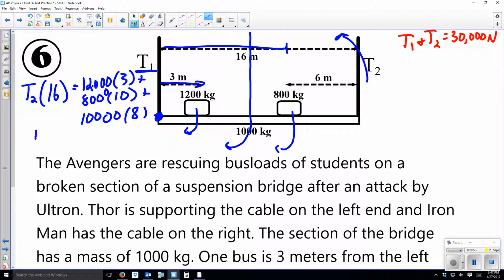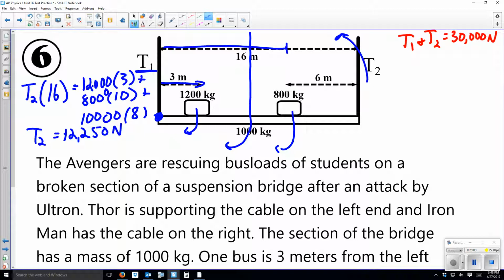So the trick to this problem was setting one of these tensions, one of the places there, to be an axis of rotation. You can sort of get around having both of them in your equation. It's nice. You can solve for one exclusively that way.